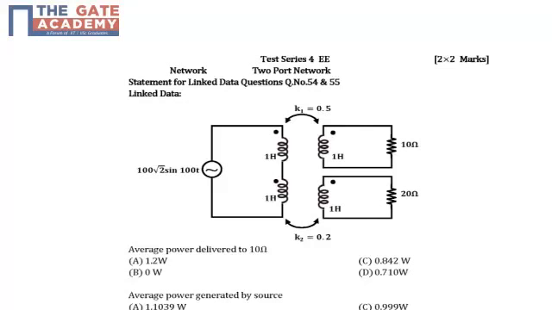Hello friends, this question is from the subject of network and the topic name is two-port network. In the problem we have three coils. The first and second coil are coupled with a magnetic coupling of 0.5. The first and third coil are coupled with a magnetic coupling of 0.2.